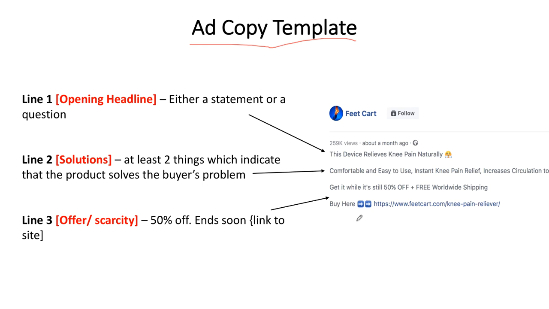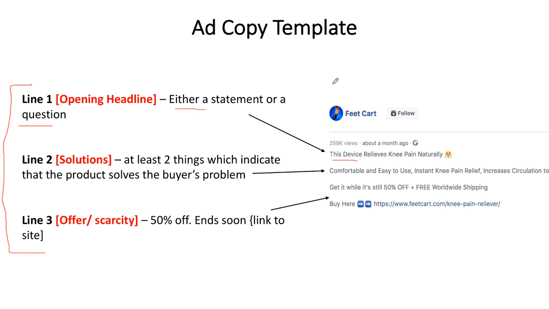Now what you want to do is segment your ad copy into 3 different lines. So the first line is the opening headline, line number 2 is the solutions that your product has for the customer, and line number 3 is offer/scarcity. So structure it something similar to this. So firstly, you'll have your opening headline.